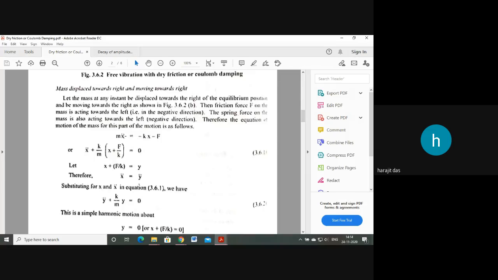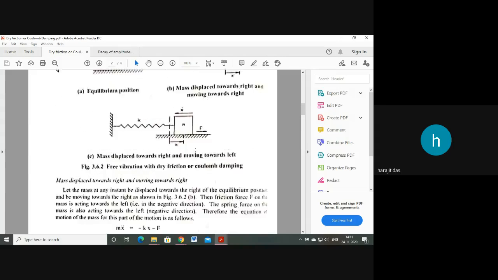Then if you just rearrange, what will happen? m x double dot plus kx plus f will be equal to 0. If you rearrange this equation, you will get x double dot plus k by m into x plus f by k, because f has no x term attached, so if you want to take k by m common, then you need to divide f by k here, equals 0. This m comes out from the x double dot term. So this will be the equation of motion.